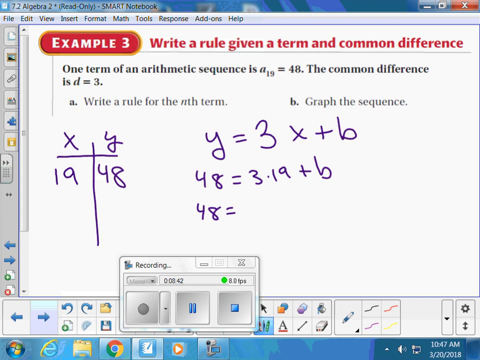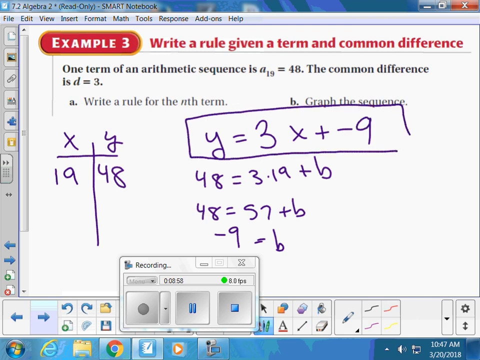So 3 times 19 is 57. And then we'll subtract that 57 over to the left-hand side. Get our b value. So our final answer has that b value in it, has the slope in there. Constant difference is a slope. You can write a note to yourself, my constant difference is my slope. That's like the concept of the day. And then you're on your own to solve for b.